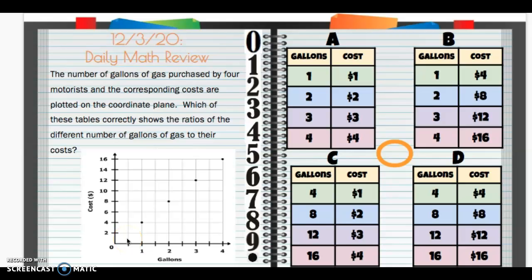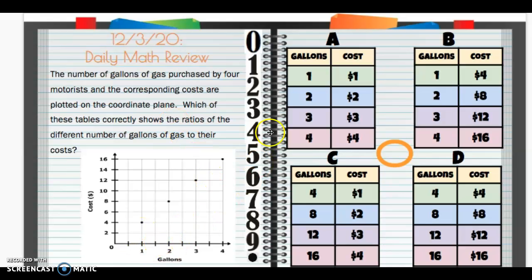All right, so for DMR today, it says the number of gallons of gas purchased by 4 motorists and the corresponding costs are plotted on the coordinate plane. Which of these tables correctly shows the ratio of the different number of gallons of gas to their cost?